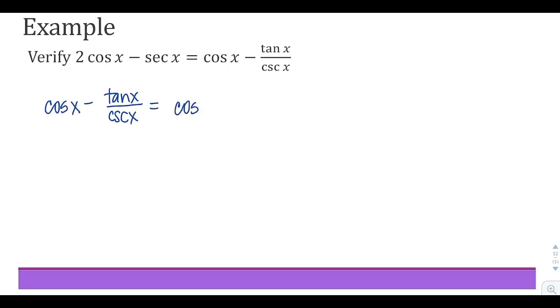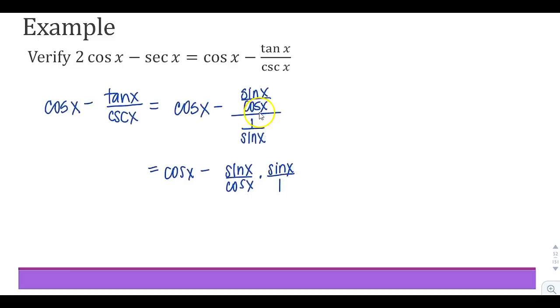So this is equal to cosine x minus sine x over cosine x over, now cosecant x is 1 over sine x. So I have cosine x minus sine x over cosine x times the reciprocal of 1 over sine x, which is sine x over 1. So instead of dividing by a fraction, I multiply by the reciprocal. So that gives me across the top a sine squared x. So this equals cosine x minus sine squared x over cosine x.